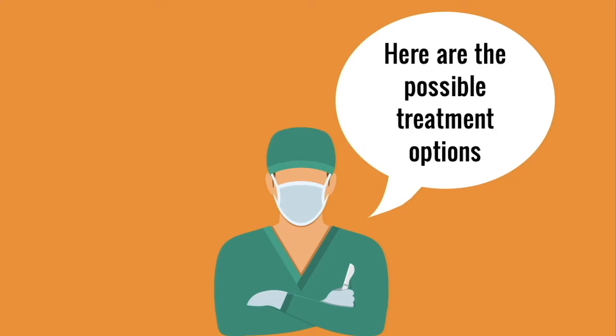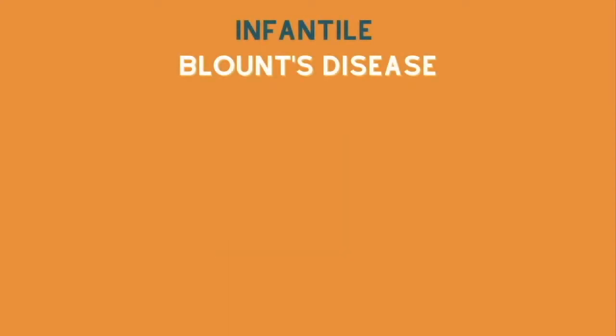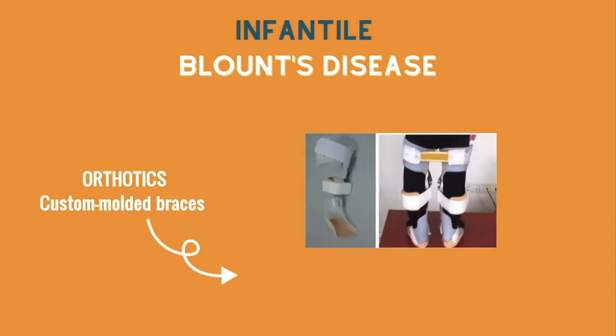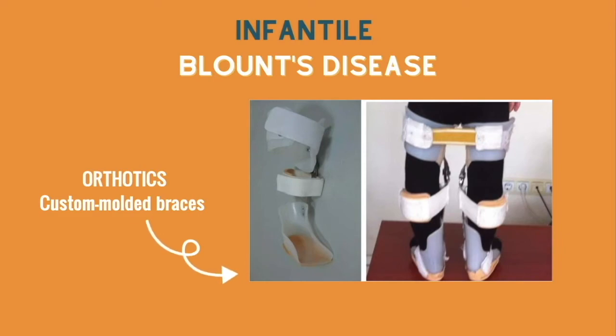What are the possible treatment options? In infantile Blount disease, orthotics may be used. Custom-molded braces may be used in mild cases of Blount disease or rickets, but are not tolerated by most children. This type of treatment may last up to 18 months.